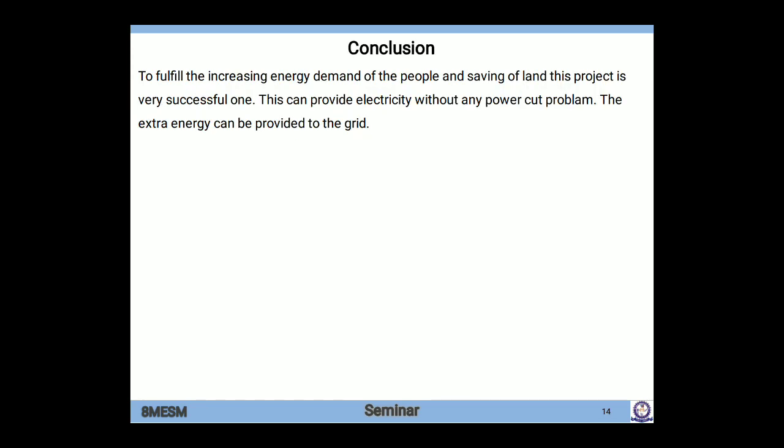Conclusion. The final conclusion of my presentation is that it fulfills the increasing energy demands of the people and saves land. This project is very, very useful. It can provide electricity without any power cut problem. The extra energy can be provided to the grid. As you all know, in our country there are lots of problems of energy and power cuts, so we have to use the solar tree. It can produce electricity anywhere, anytime.